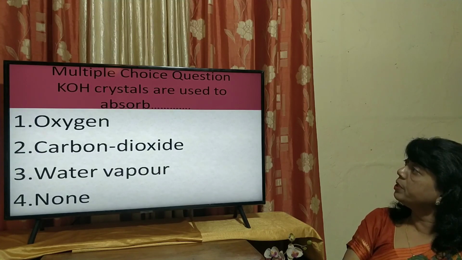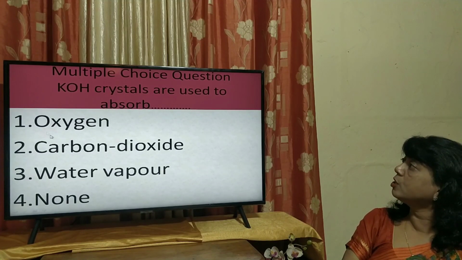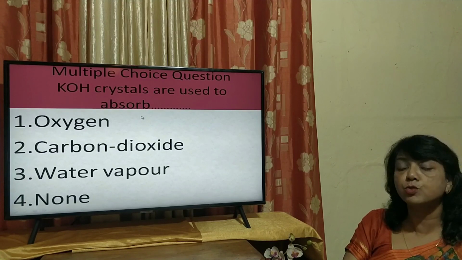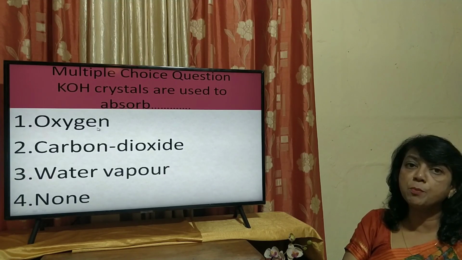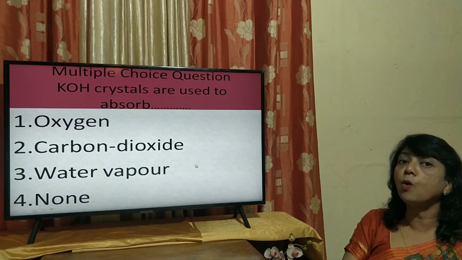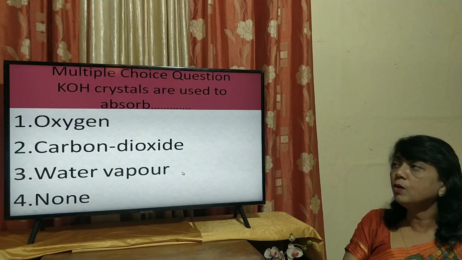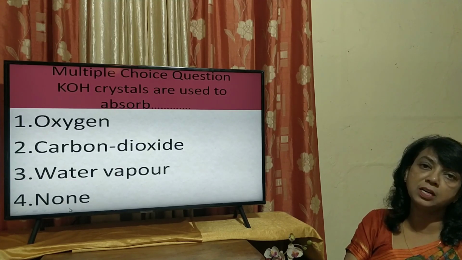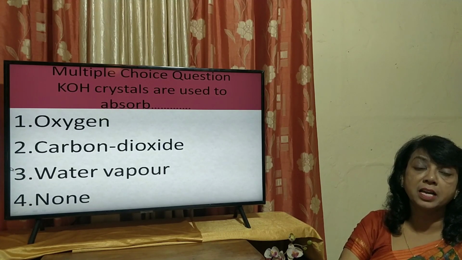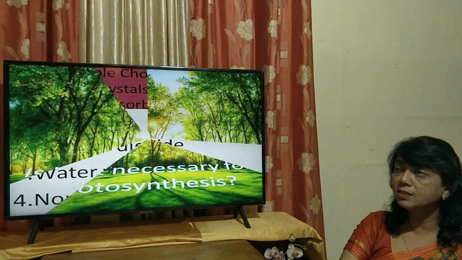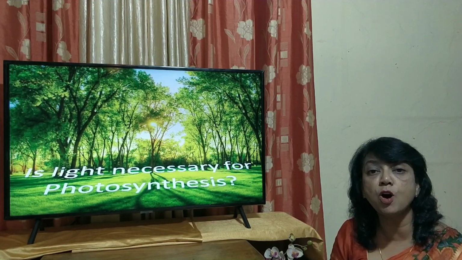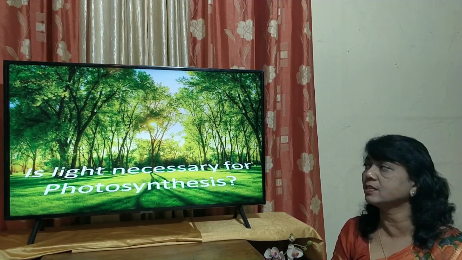Now, we'll see: KOH crystals are used to absorb dash. What is potassium hydroxide used to absorb? Does it absorb oxygen? Does it absorb carbon dioxide? Or does it absorb water vapor? Or the answer is none of the above. What is the answer? Can you tell the correct answer? Yes, you are right. KOH absorbs carbon dioxide gas.